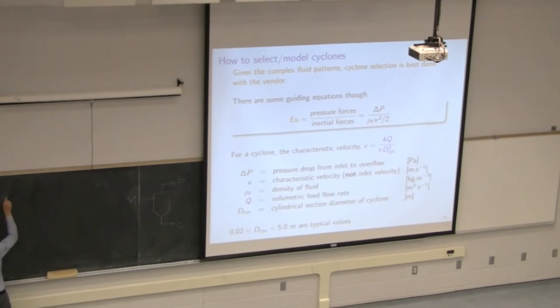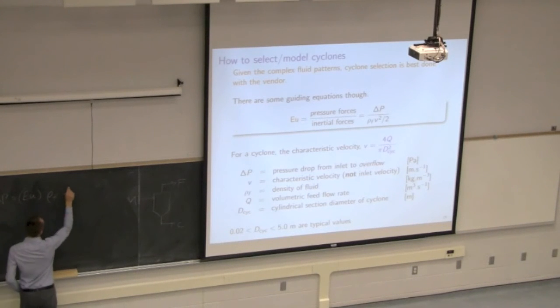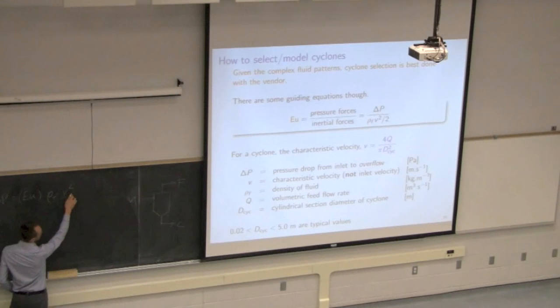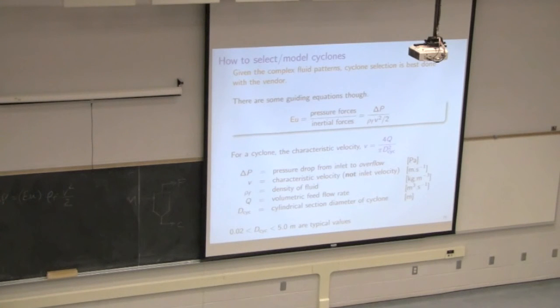So delta P is equal to the Euler number times the density times velocity squared. If you're in the ideal frictionless case, we recall from fluid flow, the Euler number of 1 is a perfect case with no friction. It simply says that all the energy you put into delta P, you recover in increased velocity. But we know that's such an idealistic situation, we never achieve that.